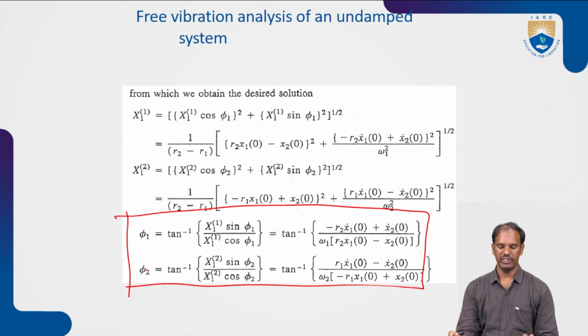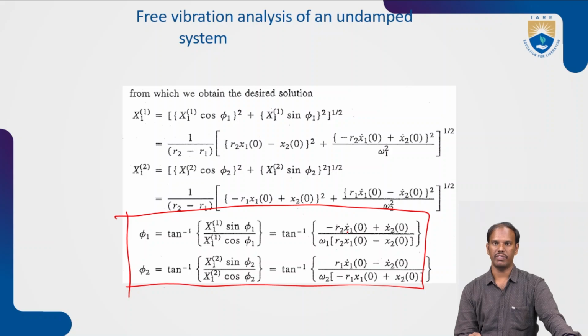So these are the values of tan inverse of x1 of 1 sin phi over x1 of 1 cos phi, which is under the phase value 1. Again, we can write it in terms of x1 sin phi 1, and we can also write it in terms of r1 and r2, right? r2 of x dot 1 of 0.